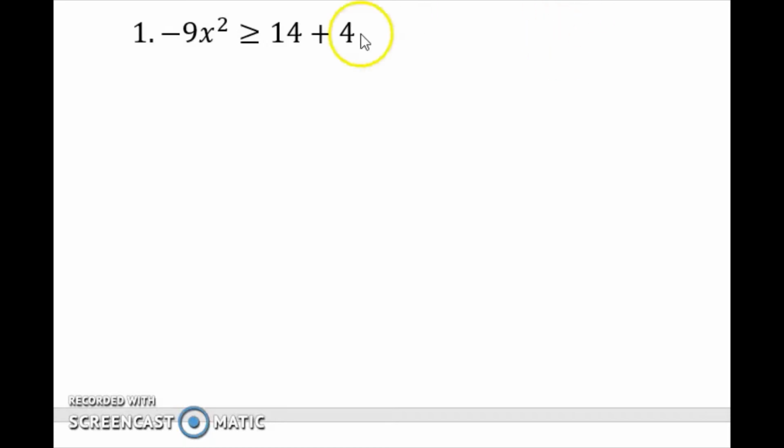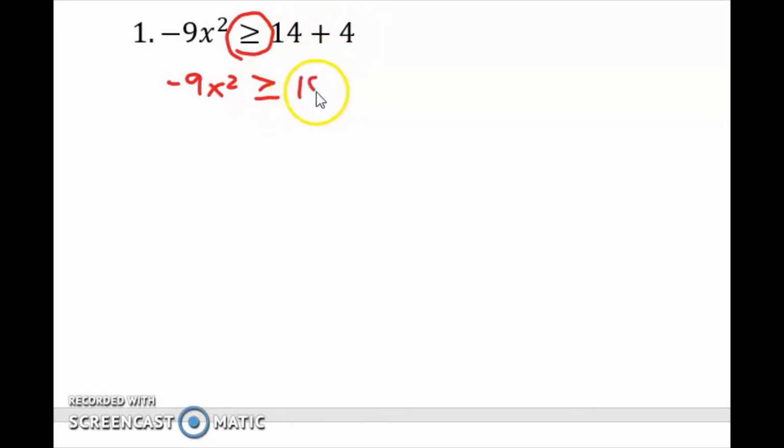4. Diba? This is inequalities kasi present si greater than. So, eto daw ay greater than or equal to 14 plus 4. So, ang gagawin natin una is to simplify this. Kailangan ma-solve muna natin siya and then we identify the roots bago natin i-graph. Okay, so dahil we have here 14 plus 4, we add this one. So, eto copy lang, negative 9x squared, okay, is greater than or equal to 14 plus 4.